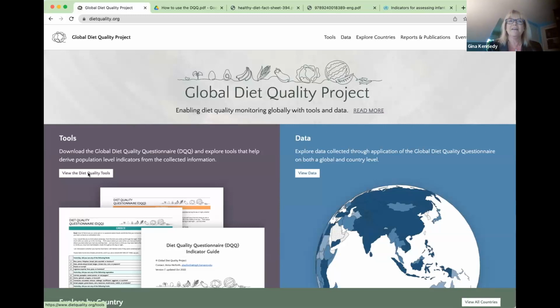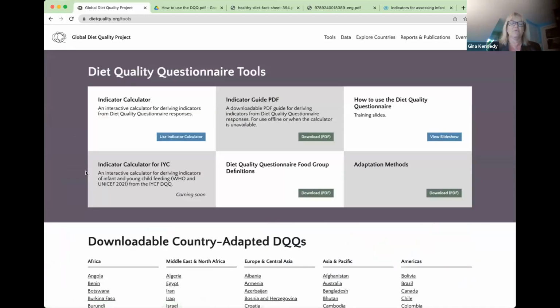That means the main focus of enumerator training really is to practice administering the Diet Quality Questionnaire with each other and practice recording answers. So in order to get to some training material that's available on the website, you are on the dietquality.org website and you click on the tools button. And Anna has done that for us. You click on tools and here you arrive.